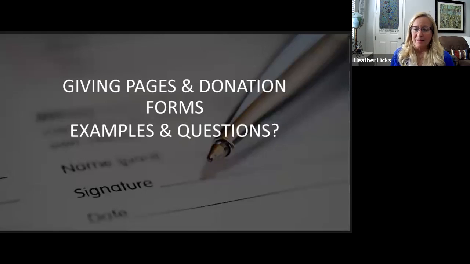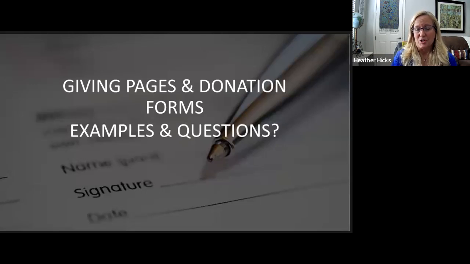So I like Donor Snap, Donor Perfect. We also talk about Virtuous. Virtuous is kind of the high end. You'd need to have somebody who has capacity to really manage that. But there's a lot, and I'd rather have that conversation with you individually versus this broad, because it really depends.